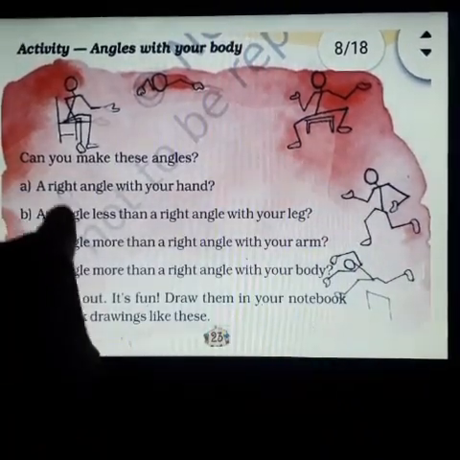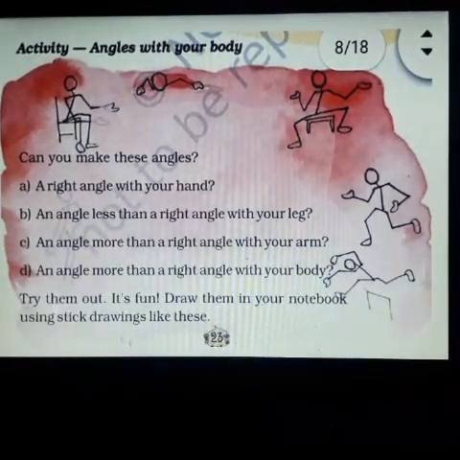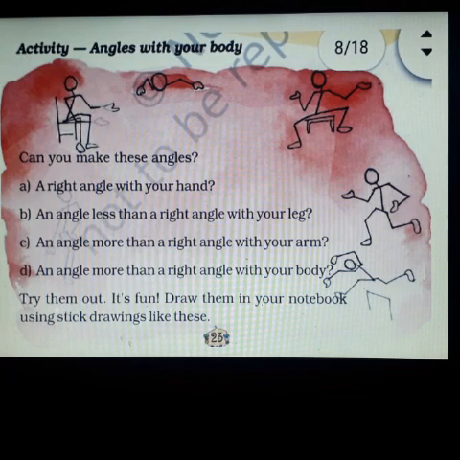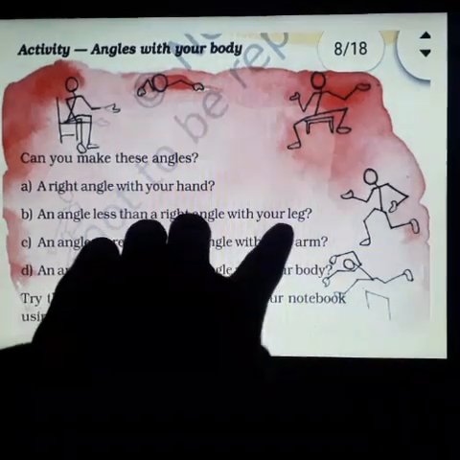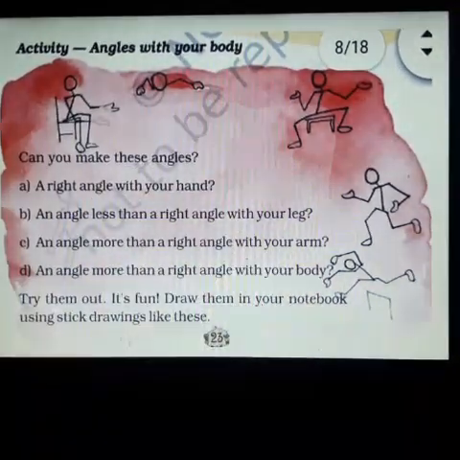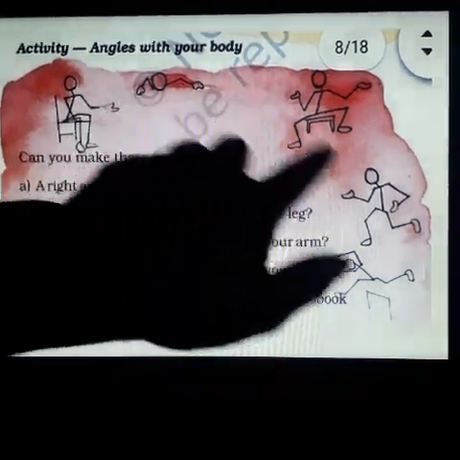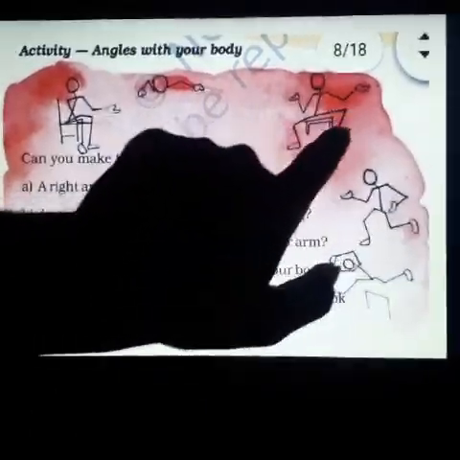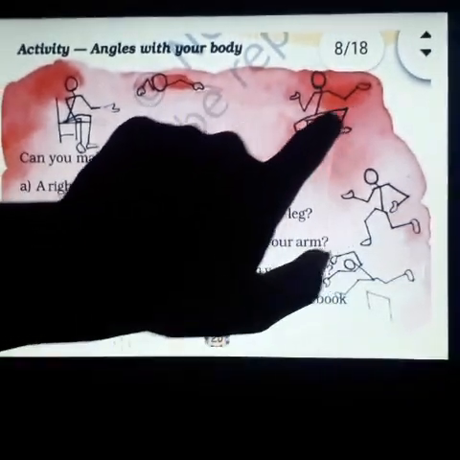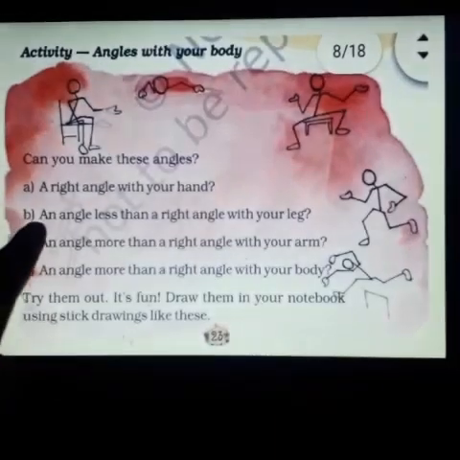Okay, second one, an angle less than a right angle with your legs. Now you have to find an angle less than a right angle, and you have to find it with your legs, which means from these pictures, in which picture the angle is less than 90 degrees or a right angle. So you can find in this picture where it is. Here you can see this angle is less than 90 degrees or it is less than L. So this picture is the answer of B.